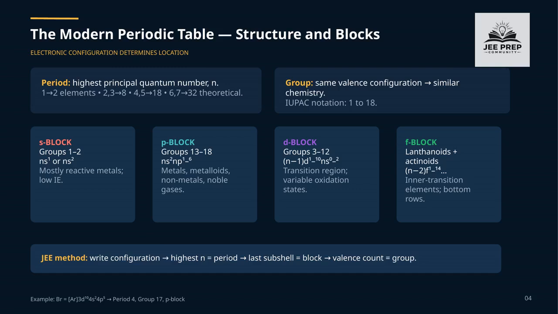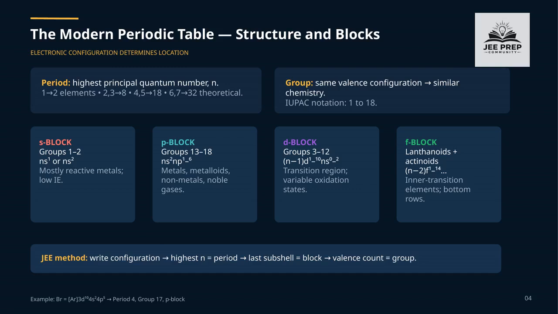Let us derive the across period trend. Consider lithium through neon. The nuclear charge increases one proton at a time. The newly added electrons enter the same second shell, while the 1s² core remains unchanged. Since same shell shielding is weak, the increase in nuclear charge wins. Z effective increases from left to right.